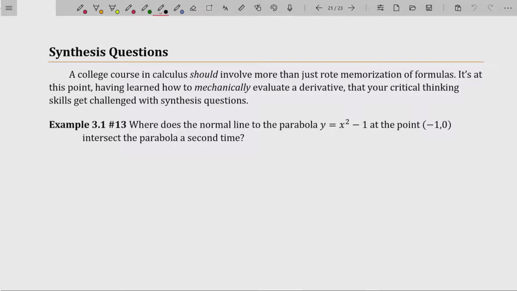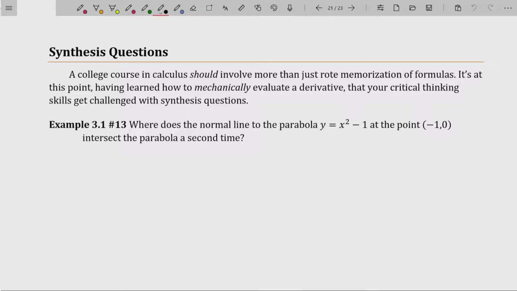So let's go ahead and see how you could tackle these problems, how you could bring in older information and blend it with the newer material you've just learned to conquer these problems. Taking a look at this first problem: where does a normal line to the parabola y equals x squared minus 1 at the point (-1, 0) intersect the parabola a second time?